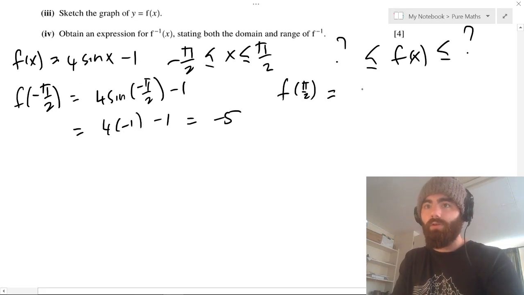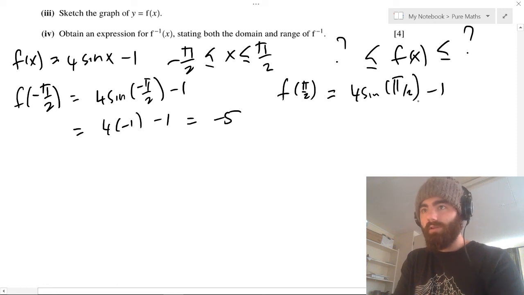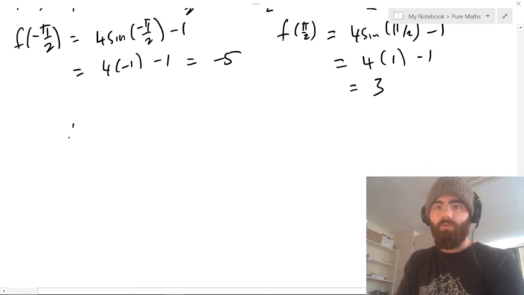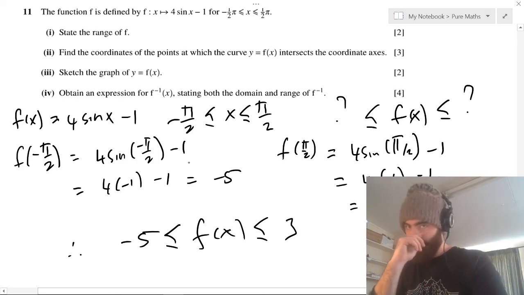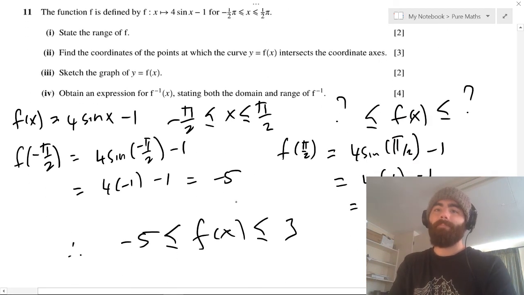And that gives you 4 of sine of pi over 2 minus 1, which is 4 times 1 minus 1, which is 3. So therefore our range goes from minus 5 to 3 for f of x. So that's part one.